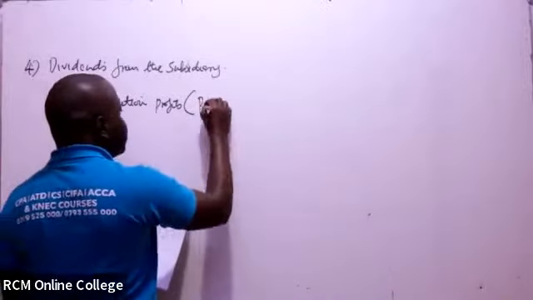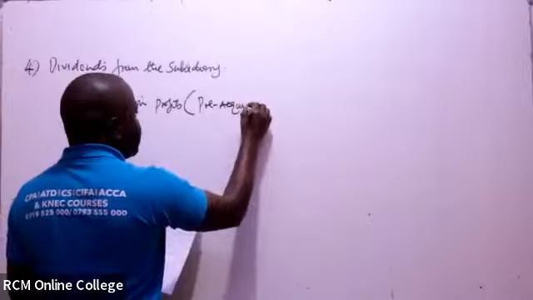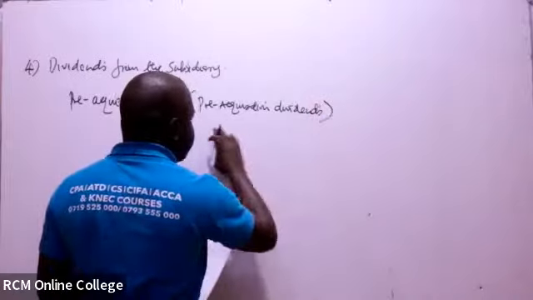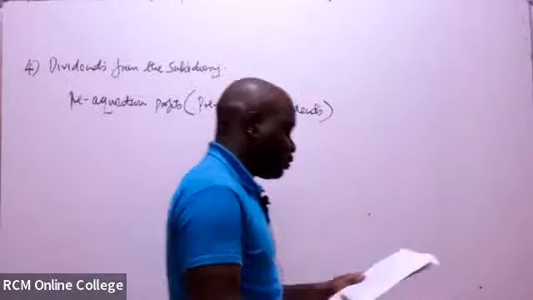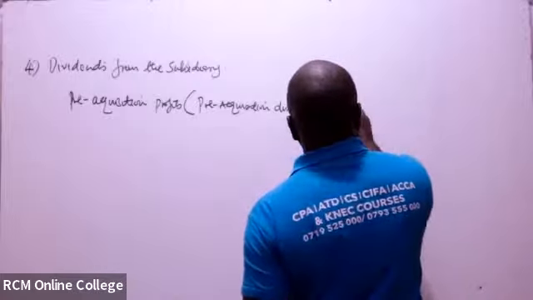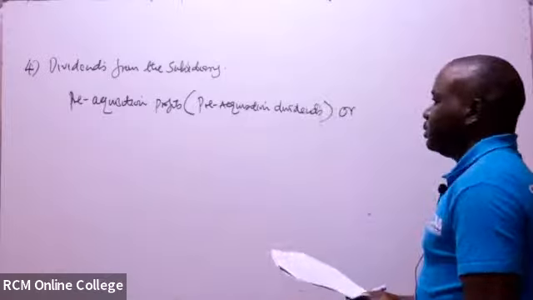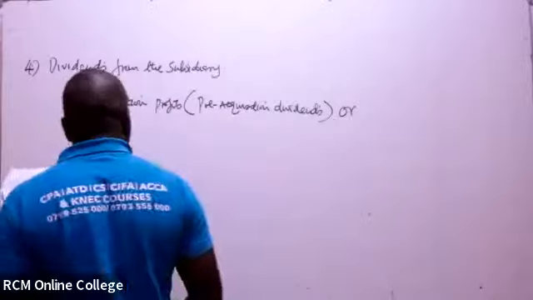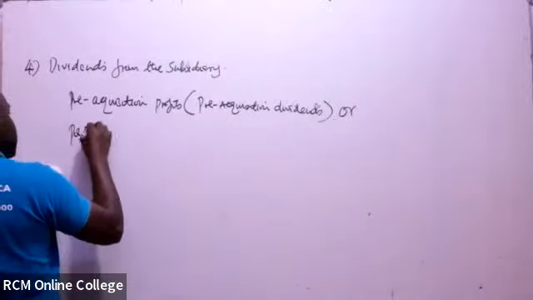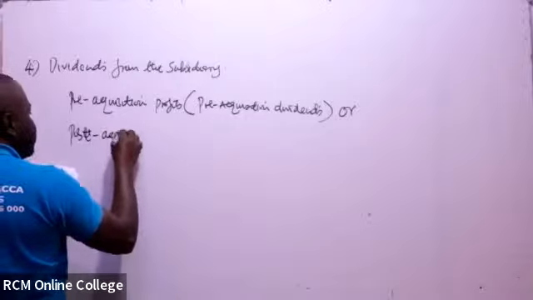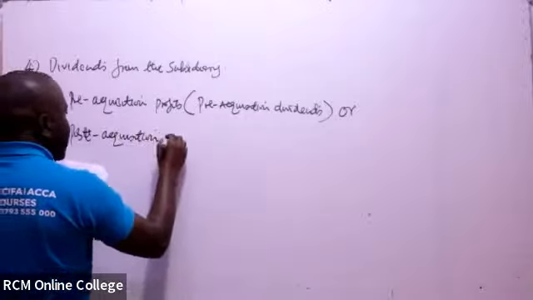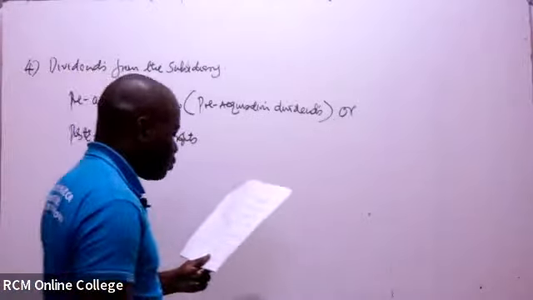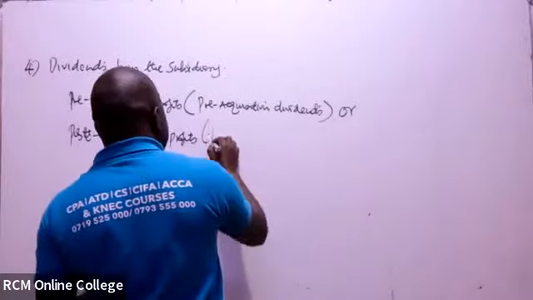pre-acquisition dividends. We call it pre-acquisition dividends, the dividends that was actually paid by the subsidiary before it was acquired. Or it can be paid out of post-acquisition profits, this is after acquisition. You put in bracket, this one we call it post-acquisition dividends.